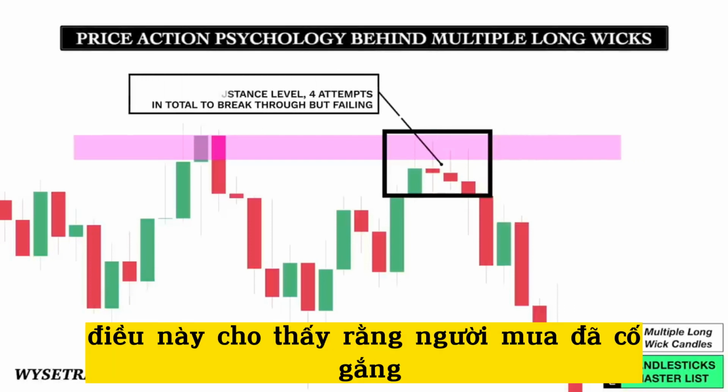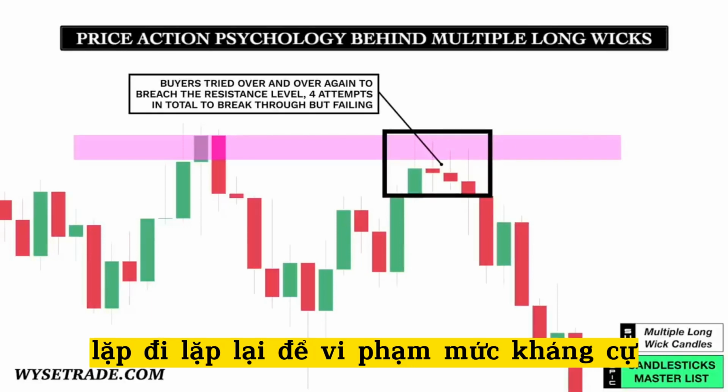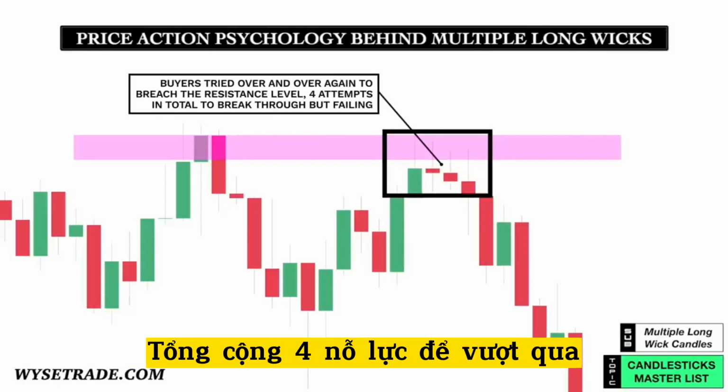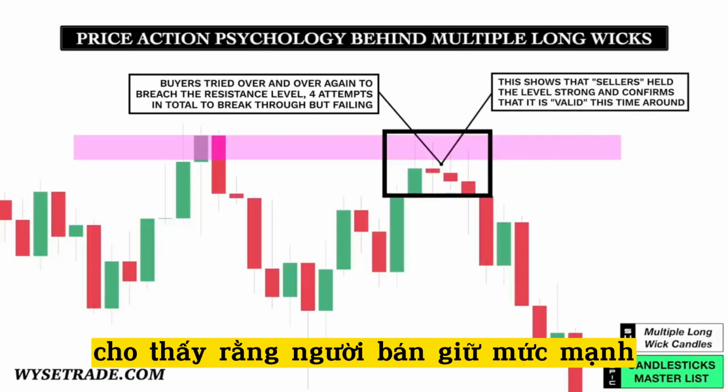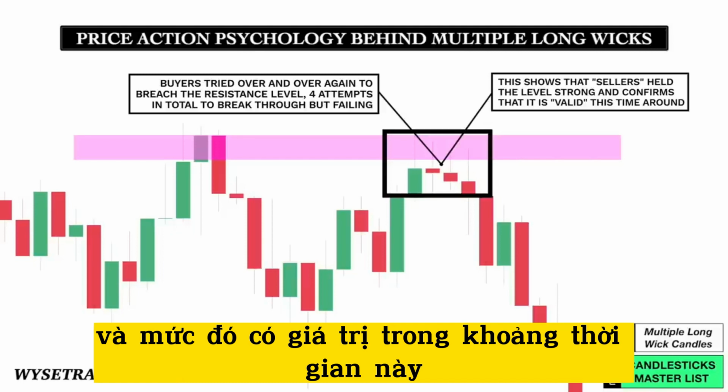This shows that buyers tried over and over again to breach the resistance level, 4 attempts in total to break through, but failing, showing that sellers held the level strong and that the level is valid this time around.